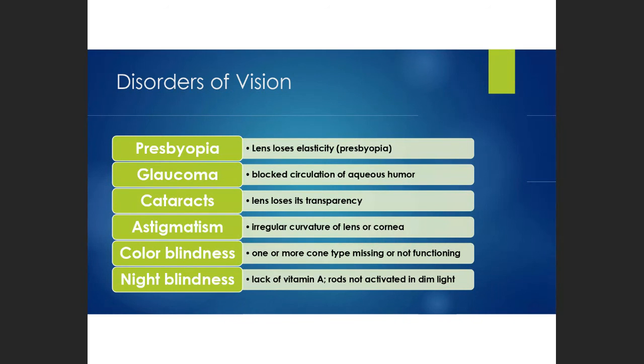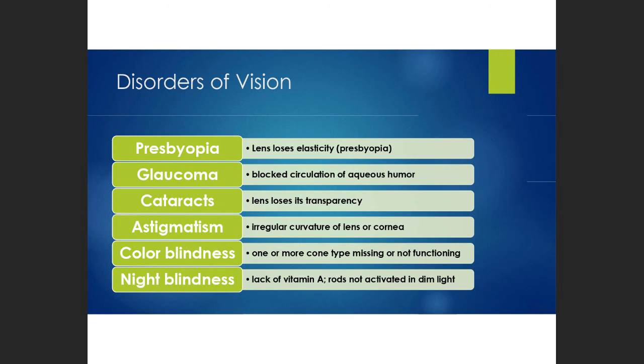Cataracts is when the lens loses its transparency. If you look at the eyes of someone or an animal with cataract, you can actually see a cloudiness in their lens. You can see their eye looking cloudy, and that's called arcus senilis, which is pathognomonic for cataracts.